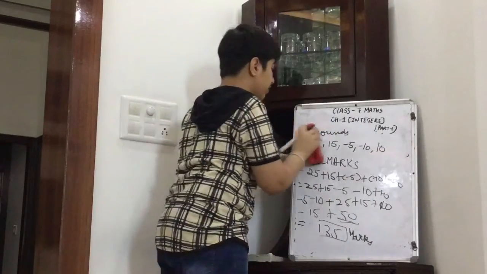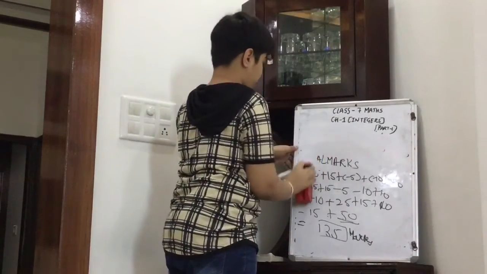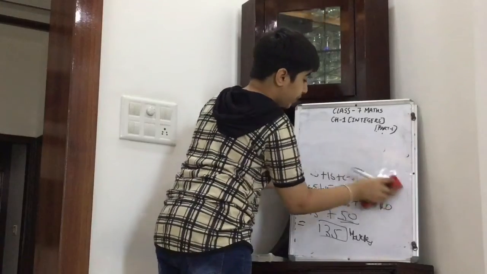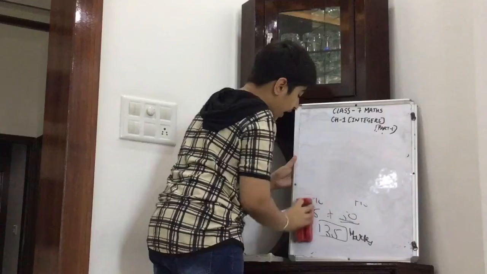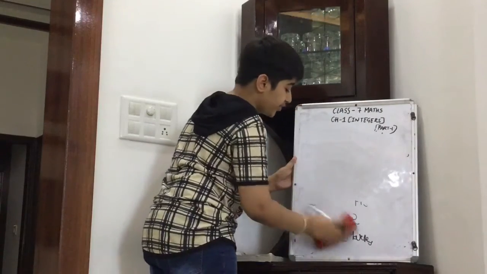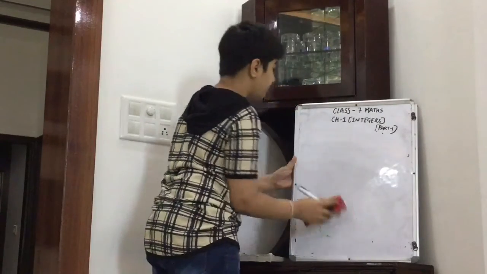The third question: the temperature on Monday at Srinagar was this, and the temperature drop on Tuesday is minus 2 degrees, and the temperature rose on Wednesday by 4 degrees. So let's solve this also.